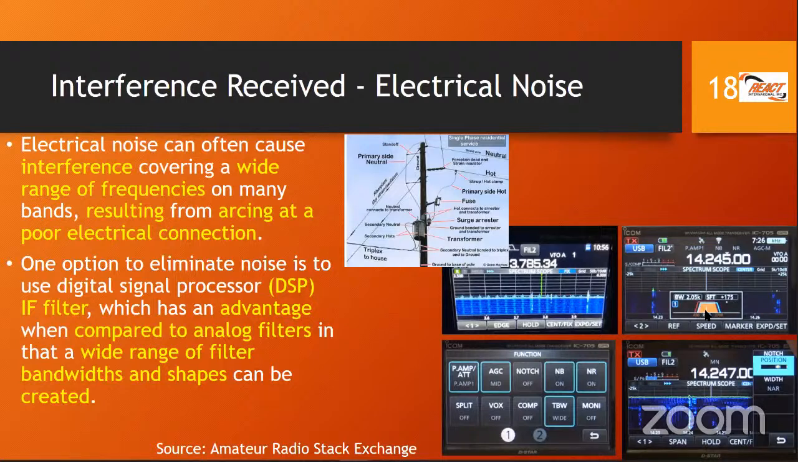You can shift things all over the place, you can narrow it, you can widen it, you can move it left, move it right, and you could create all sorts of shapes. That's what I mean here by that other point. A wide range of filter bandwidths, the width of this bandwidth, as well as shapes. So you have it narrow, you have it wide, you can move it left or right, and you can eliminate some of these noises that you would otherwise hear. So an advantage of a DSP or digital signal processor type IF filter when compared to analog filters. These are solutions to the noises or electrical noises that you might get from these sources.